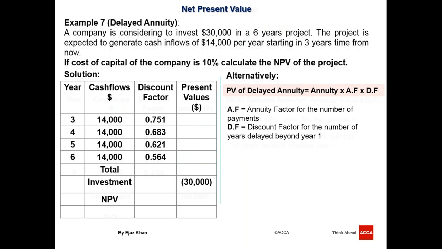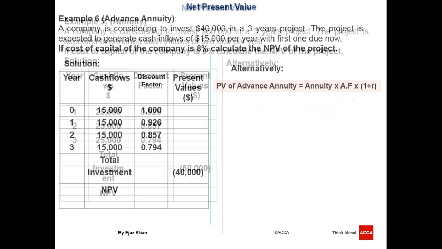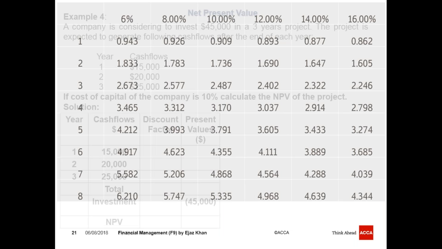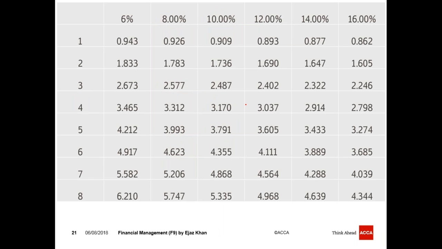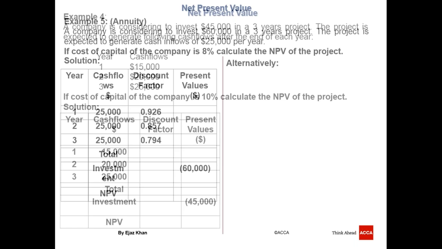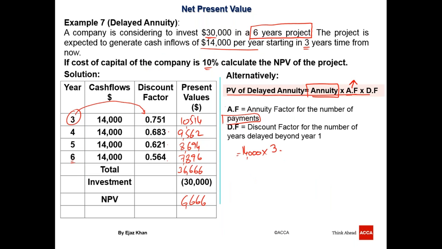So we'll go back to the annuity factor table and see what annuity factor we have for year four at 10%. This is 10%. And for year four, it's 3.170. So this is the annuity factor. And then it says that we need to multiply it with the discount factor. Now, which discount factor? The discount factor for the number of years delayed beyond year one.